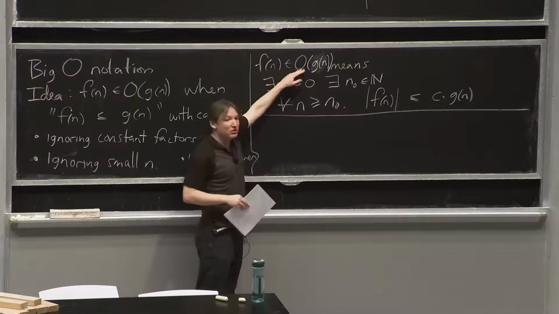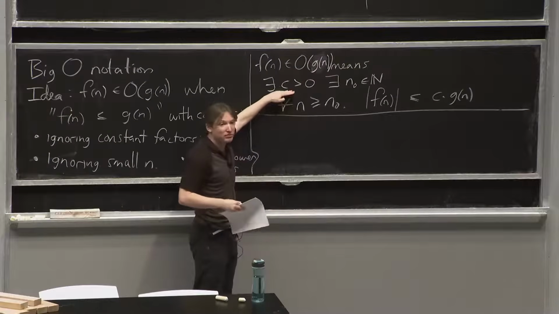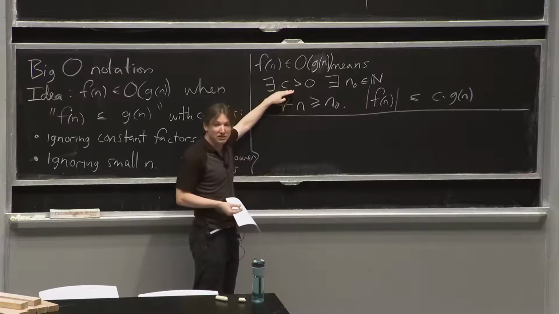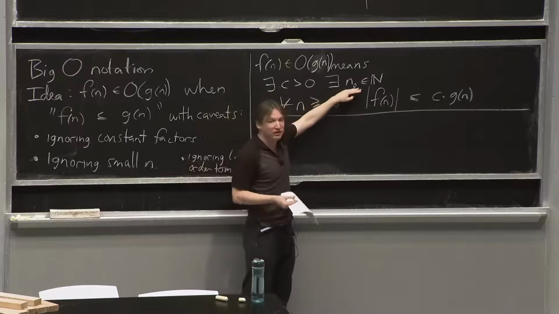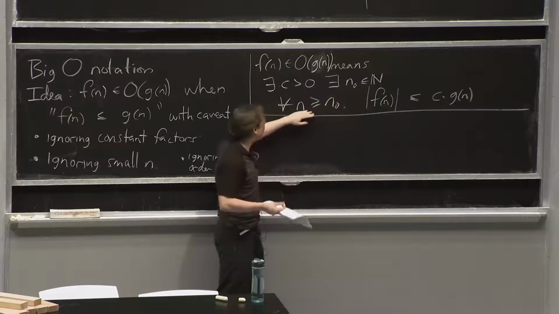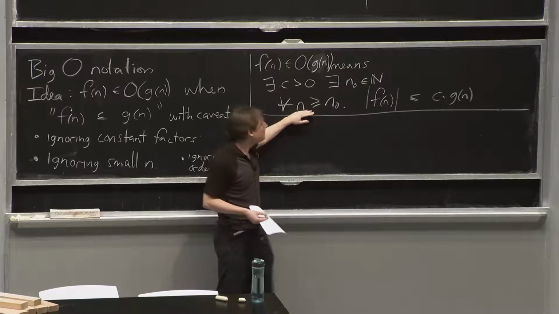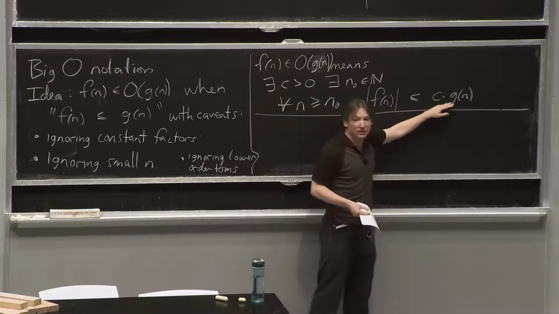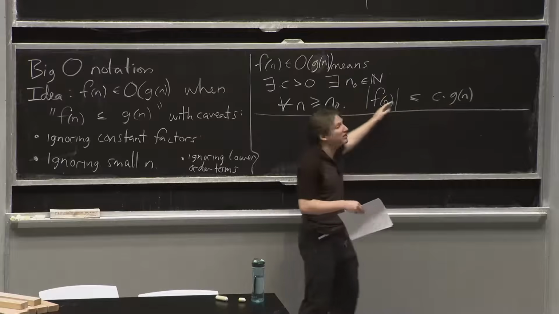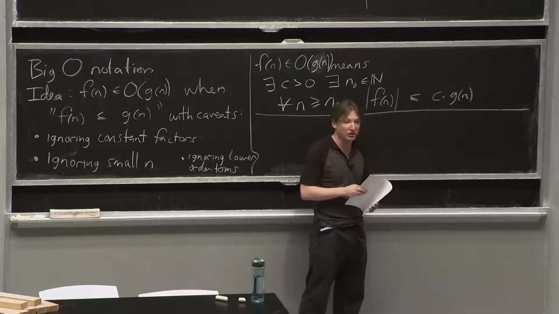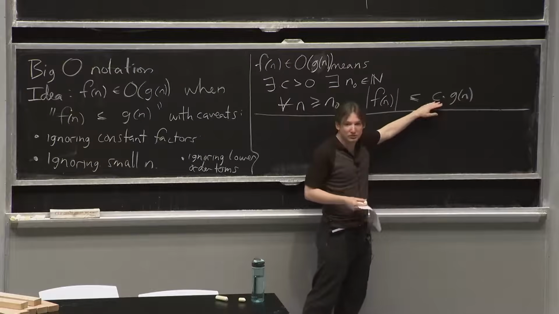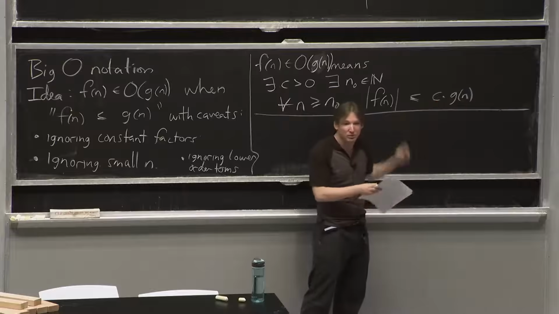f of n is in big O of g of n means that there's some positive value c and some starting point n naught, so that for all input values that are bigger than or equal to n naught, f of n is less or equal to c times g of n. So this is extending our intuition that f is smaller than g, but you're allowed to put in a constant factor if you need to before that's true.